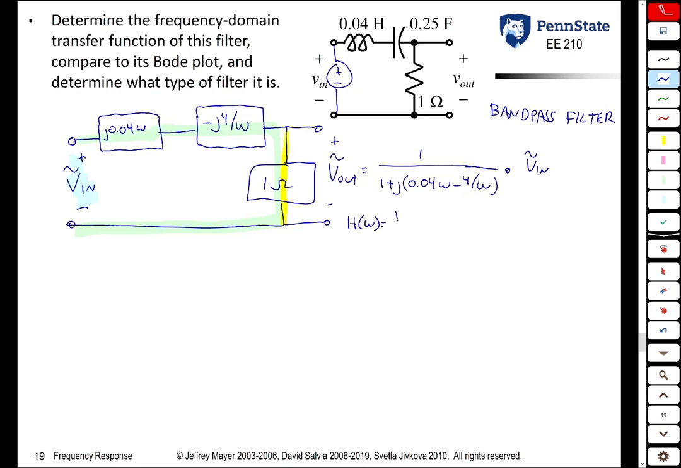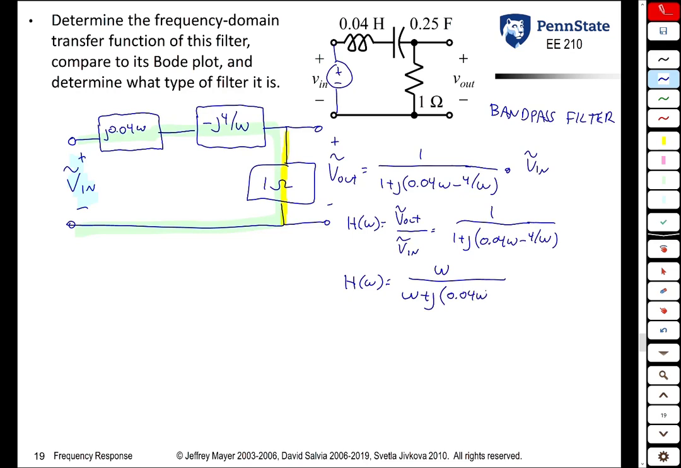So the transfer function, which is just the ratio of Vout to Vin, is 1 over 1 plus j (0.04 omega minus 4 over omega). What we'll do is multiply the numerator and denominator both by omega to get a slightly different form. H of omega now is omega over omega plus j (0.04 omega squared minus 4). This is our transfer function in this case.